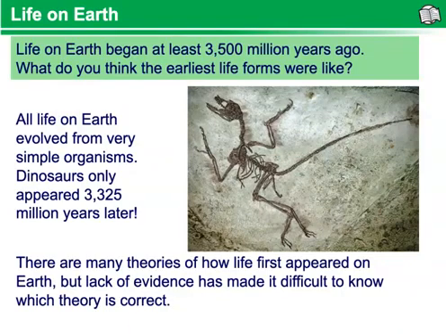According to the theory of evolution, life on Earth began at least 3,500 million years ago. So what do you think the earliest life forms were like? All of life on Earth evolved from very similar organisms. Dinosaurs only appeared 3.325 million years ago. There are many theories of how life first appeared on Earth, but lack of evidence has made it difficult to know which theory is correct.